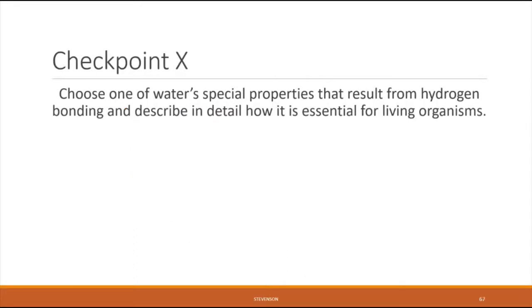So in this checkpoint here, what I want you to do is choose one of the special properties that we just talked about that result from hydrogen bonding in water and describe to me in detail how it is essential for living organisms.